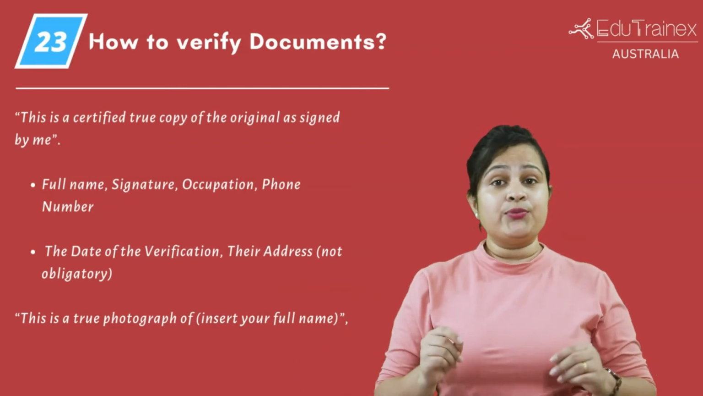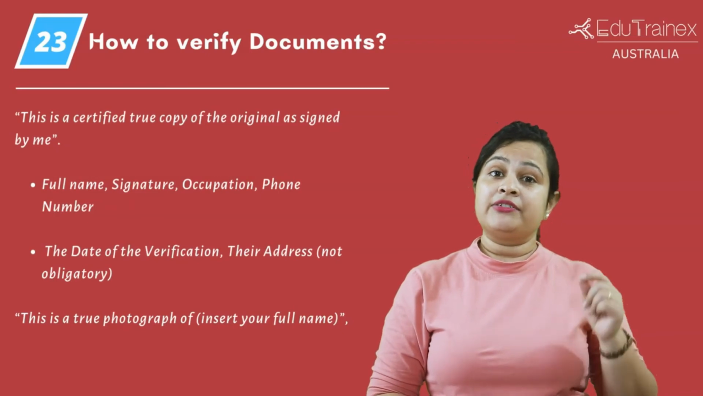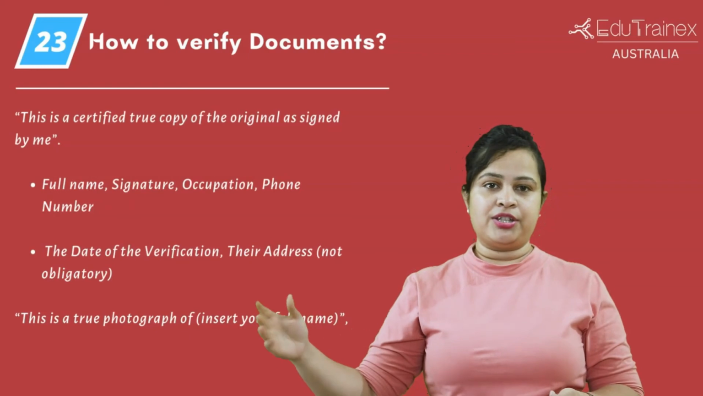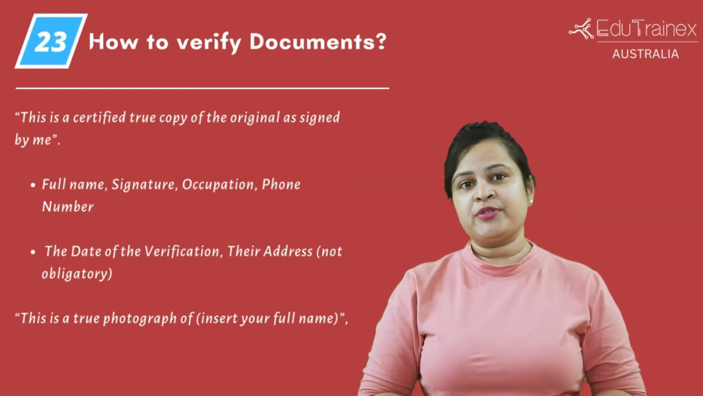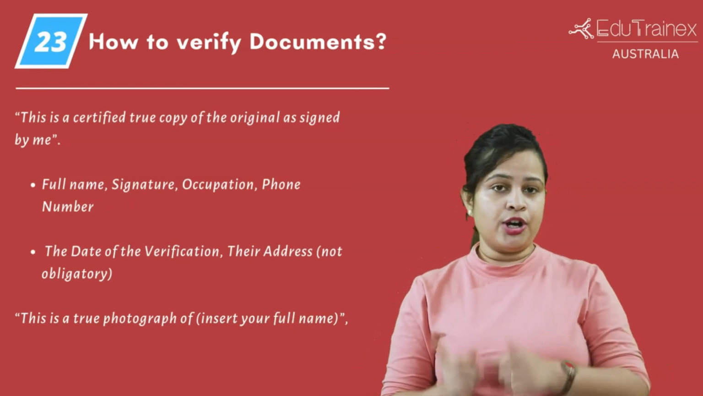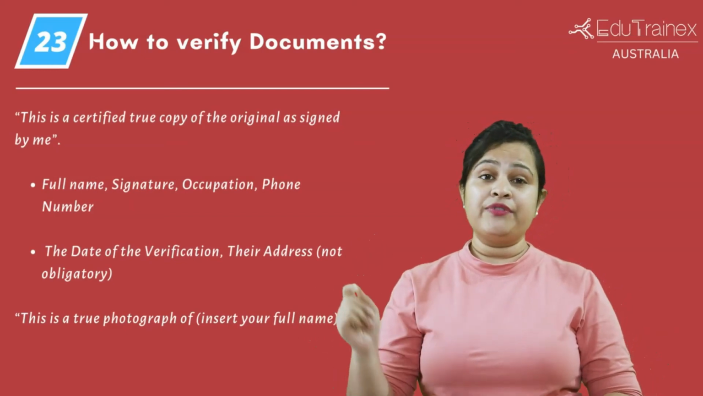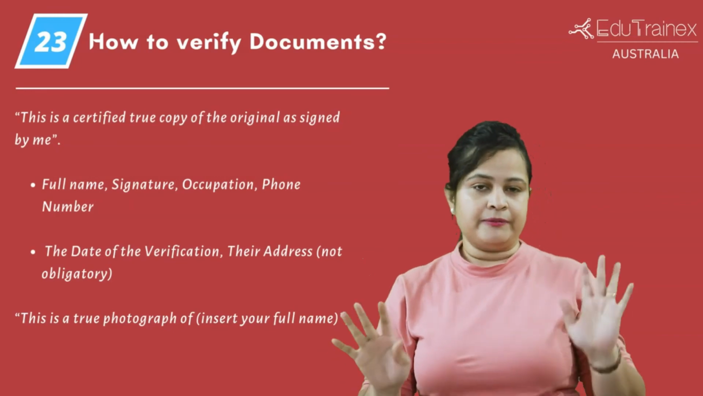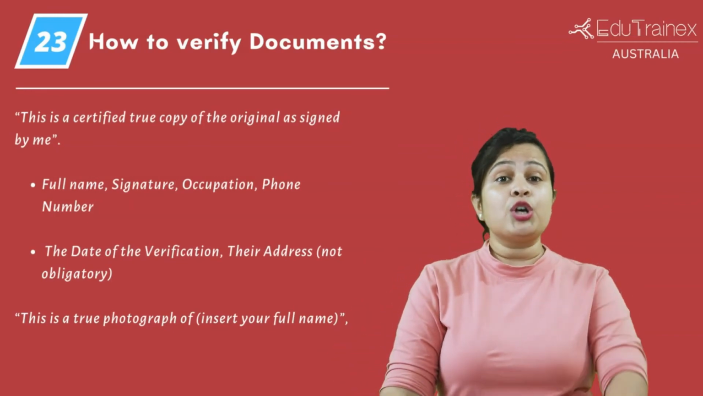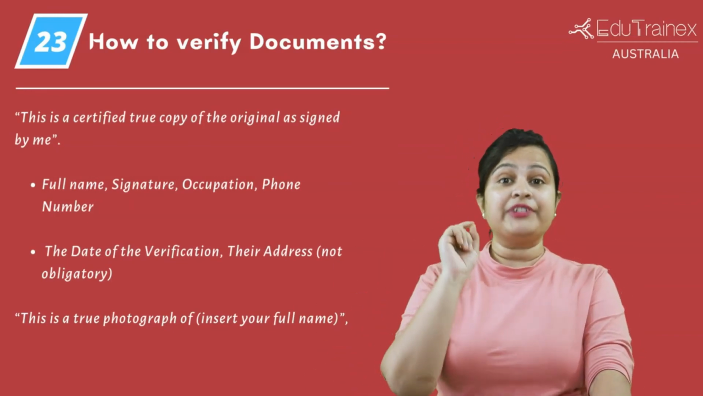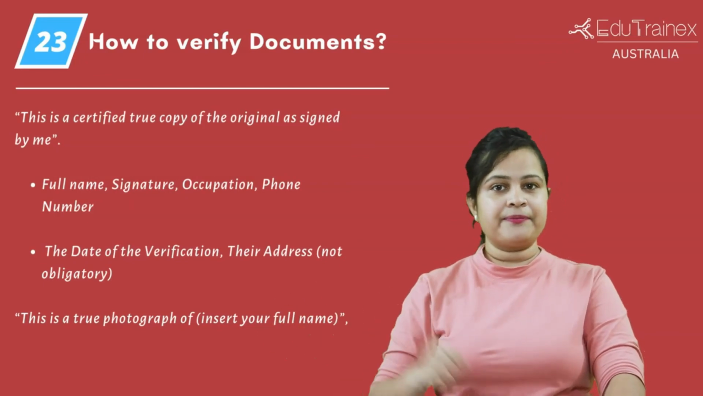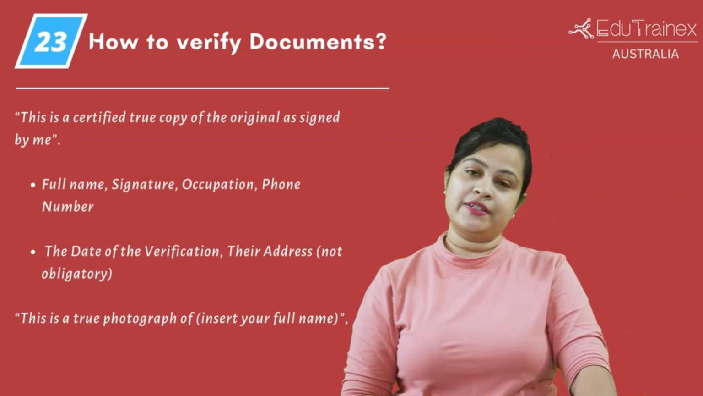If there is more than one page, then the certifier can write a statement on the first page and their initials on every page further. Your verifier has to provide their full name, signature, occupation, phone number, the date of verification, and their address, even though that's not obligatory. Your photographs should also be verified on the back of each photo. Your verifier has to write or stamp this and sign it.